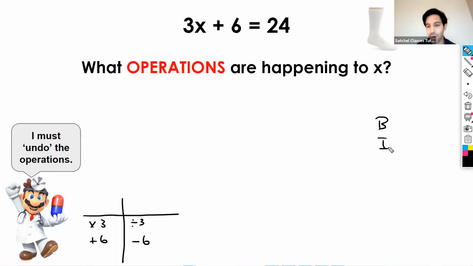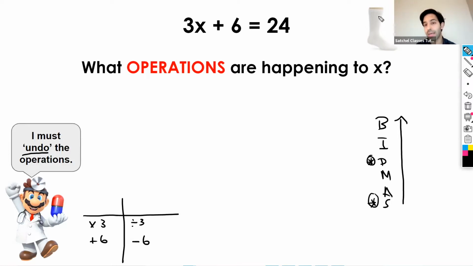Now, let's think about the order of operations, BIDMAS, which stands for brackets, indices, division, multiplication, addition, and subtraction. When we are doing operations, we follow this order. So for instance, division would come before subtraction. However, now we are undoing the operations, so to undo the operations, we have to follow the opposite way around.